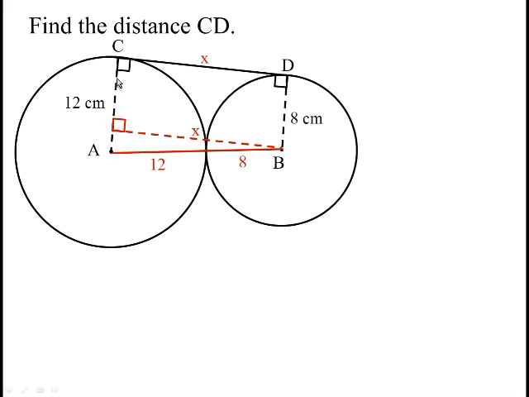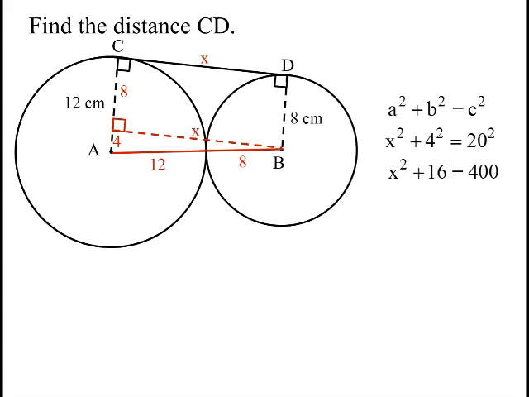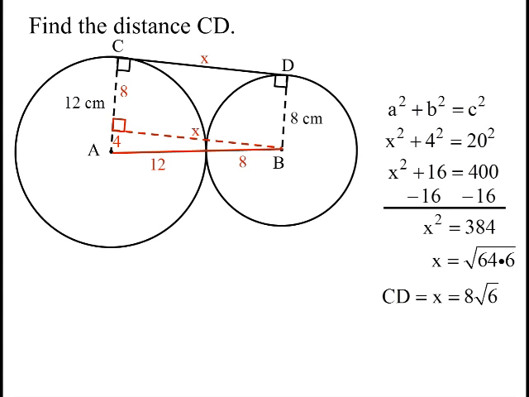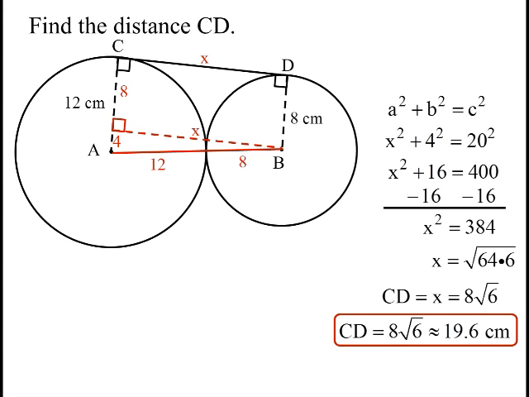Well, what would this distance be? Since this is a rectangle and this DB is 8, this would have to be 8, which makes this little leg of the right triangle 4, because 8 plus 4 is 12. And now we can use the Pythagorean theorem to figure out what x is. x squared plus 4 squared equals 20 squared. And do some algebra here, and we get 8 root 6 for the length of CD, which is about 19.6 centimeters.